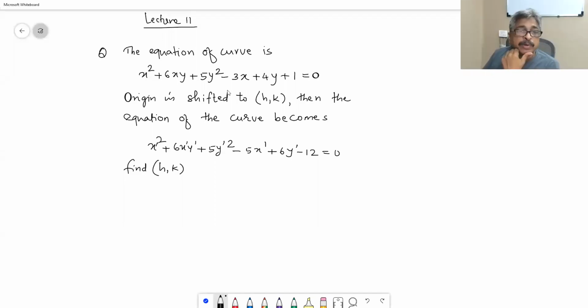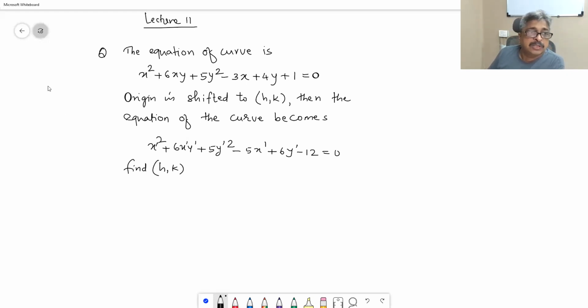Okay, let us solve one problem on shift of origin. The equation of the curve is x square plus 6xy plus 5y square minus 3x plus 4y plus 1 is equal to 0. Origin is shifted to h comma k, then the equation of the curve becomes x dash square plus 6x dash y dash plus 5y dash square minus 5x dash plus 6y dash minus 12 is equal to 0. Find h comma k.